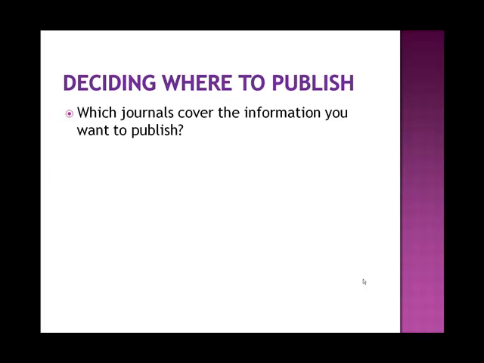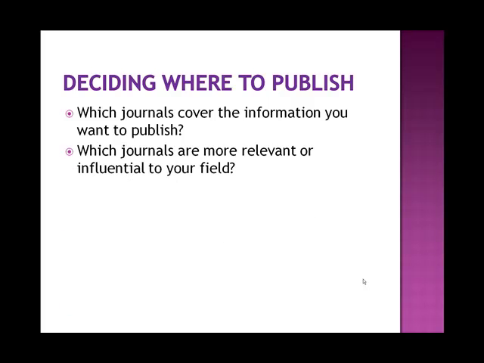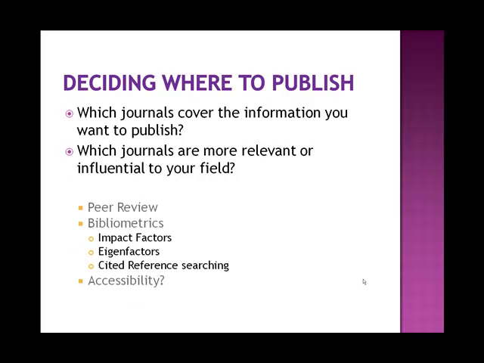There are a couple of things that you might want to consider when deciding where to publish your research. The first is to figure out which journals cover the information that you want to publish. A lot of times there are several journals that'll cover the subject you're interested in. After that, you want to find out which journals are more relevant or influential to your field. There are a few different things to look at.